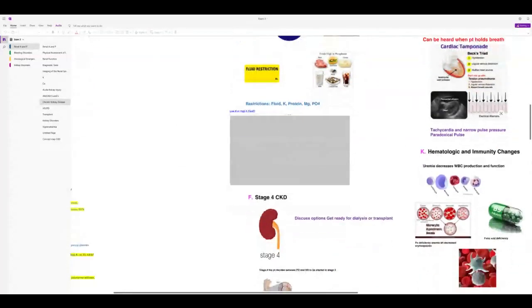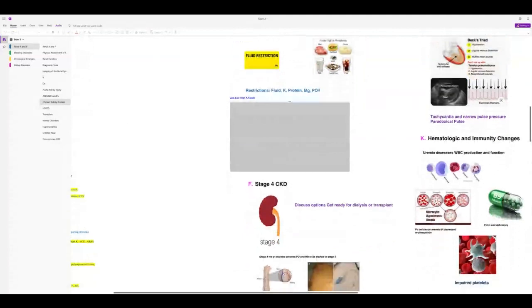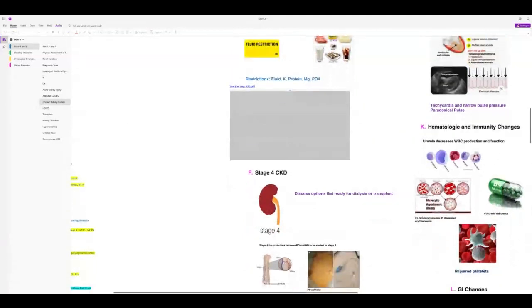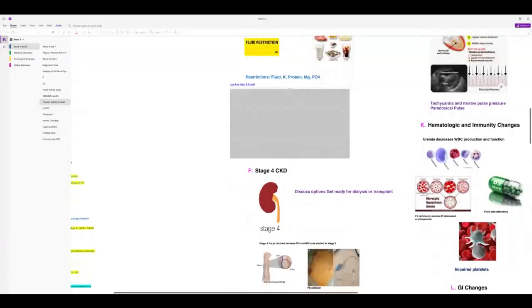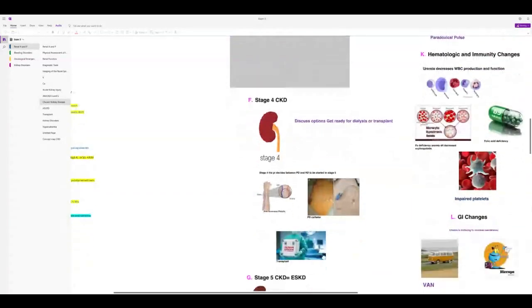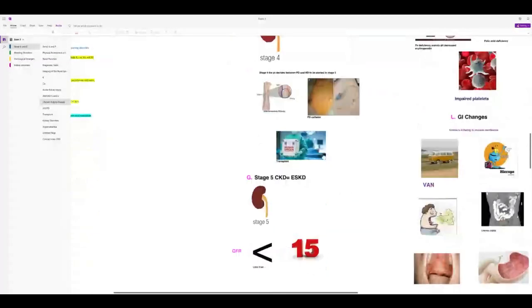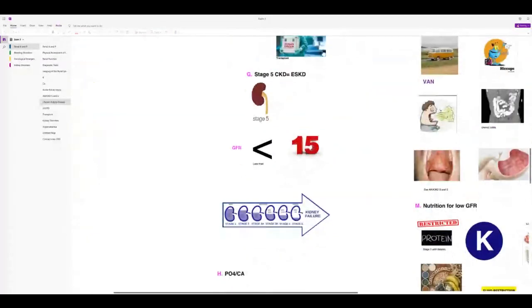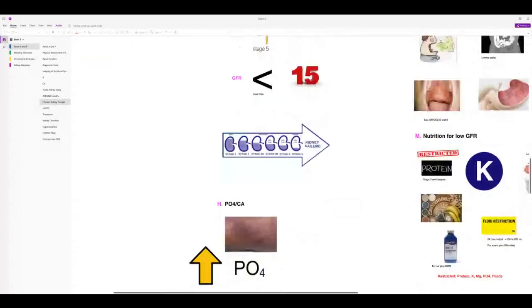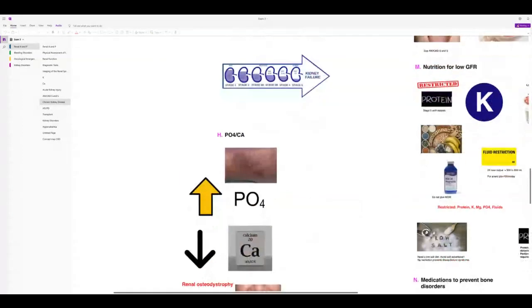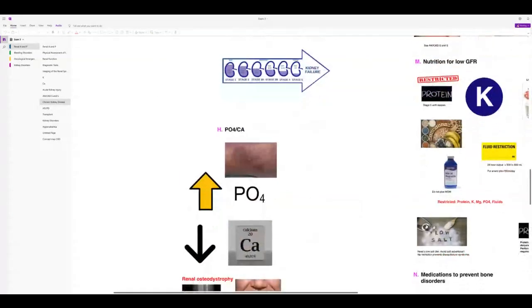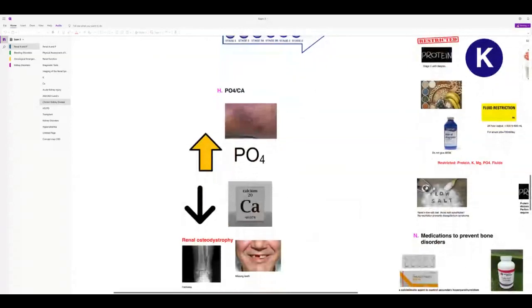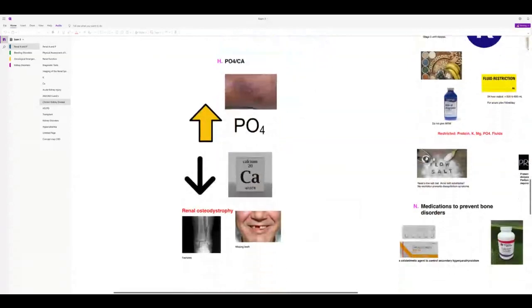Then in stage 4 is when you discuss their options, okay? They're either going to get ready for dialysis, transplant, or a peaceful death. All right, stage 5 is when dialysis is initiated. Not everybody's going to get the transplant quick, so they may do dialysis but be on the transplant list. The GFR is less than 15 here. Now, with the high phosphorus and low calcium, they're going to be susceptible to osteodystrophy. So they may lose teeth and have fractures.